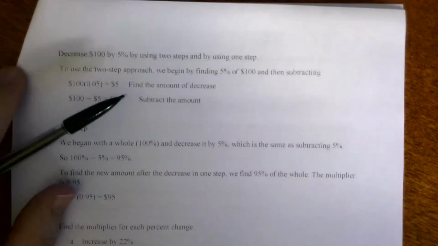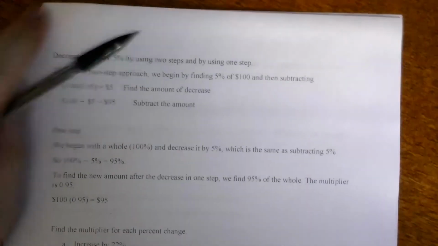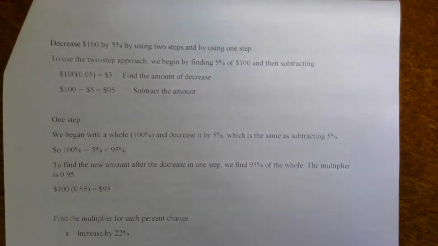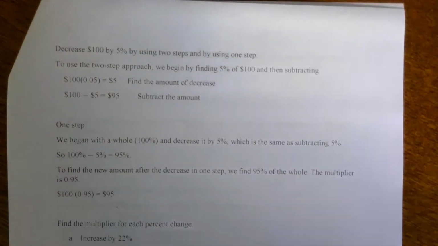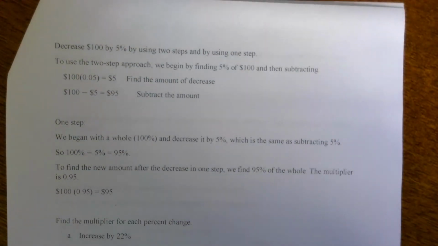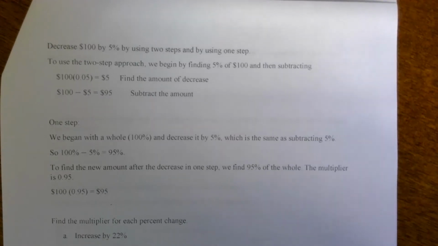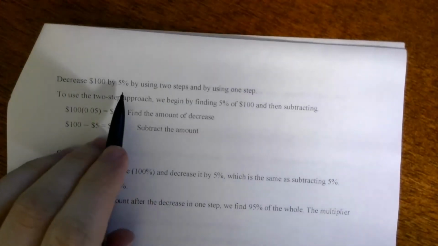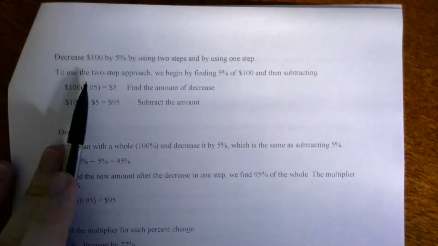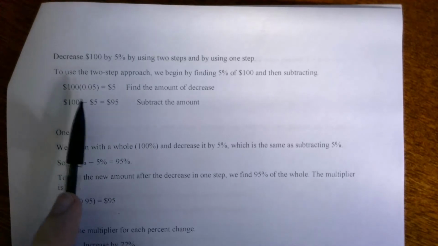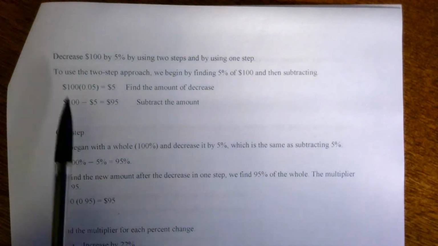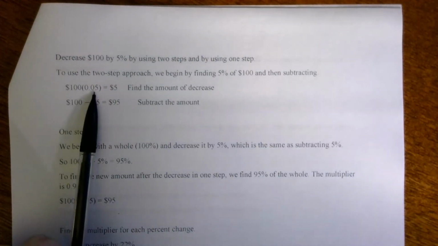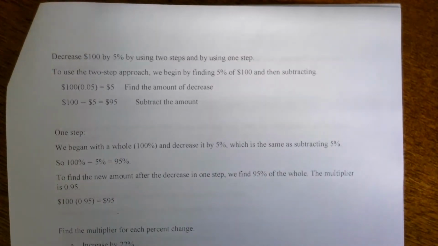So now that I've shown you what that formula is and what it can do, what if we try something different? This one says if we have $100 and we decrease it by 5%, we can do this in two different ways. We know that a decrease of 5% means it's going to be less than $100, right? So we can do it two ways. Our two-step approach is the way that I showed you on the first page in part B. We can multiply it by the actual percent and then subtract that from 100.